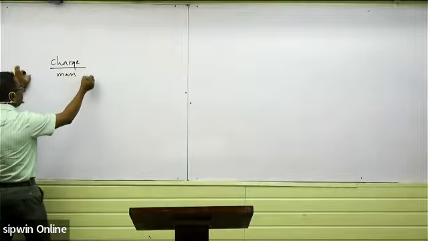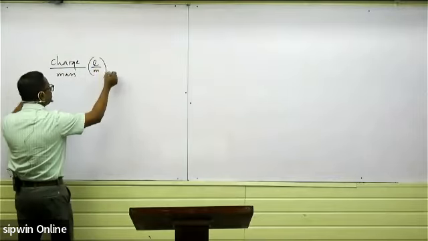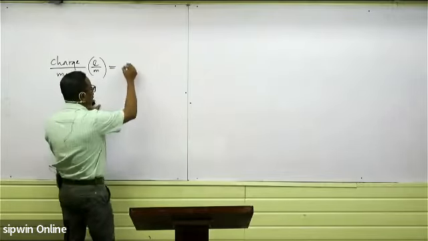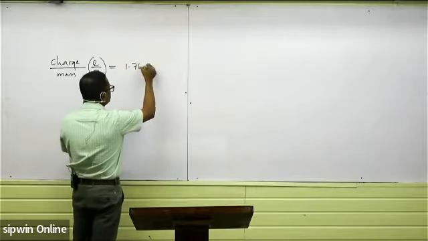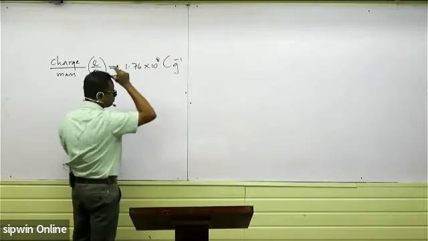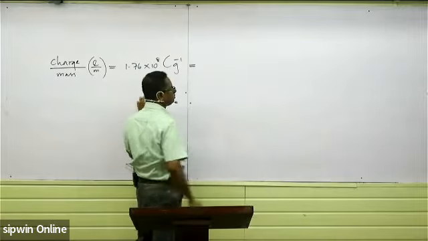Charge divided by mass, e divided by m, equals 1.76 × 10^8 coulombs per gram. This is the net value.